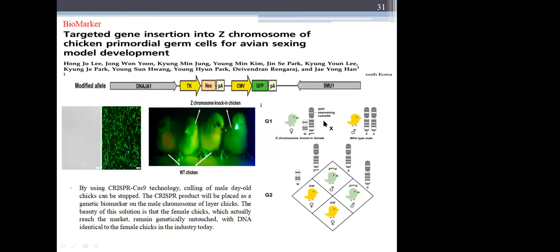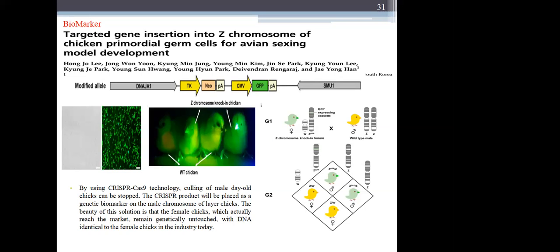Take a female with a GFP-expressing cassette and a wild type male with two Z chromosomes. In their progeny, only the males will have the green fluorescent protein gene, whereas the females will be wild type, because the W chromosome will come from the female and the Z chromosome will come from the male. In this way, the females produced will not have any GFP, whereas the males produced will have GFP and can be recognized. How can we recognize whether it contains the GFP or not?